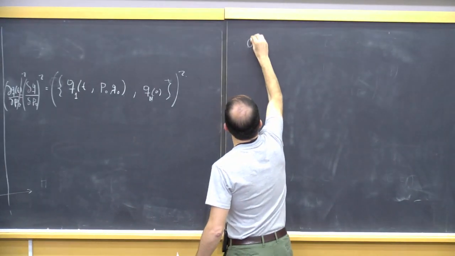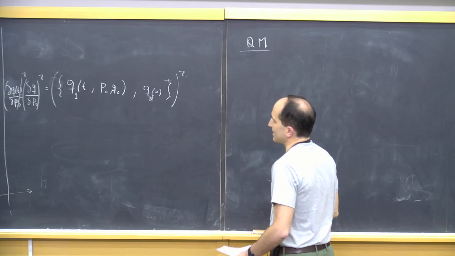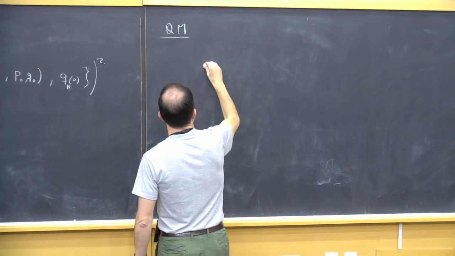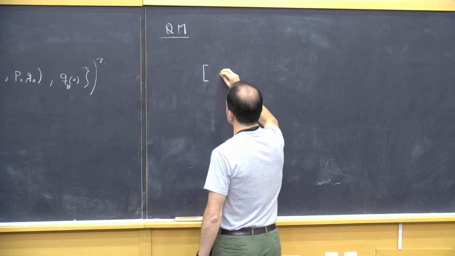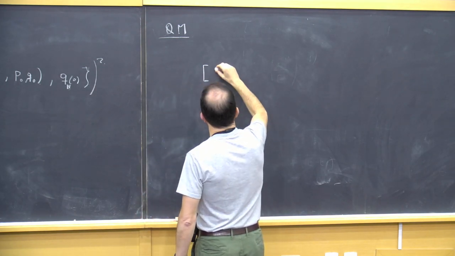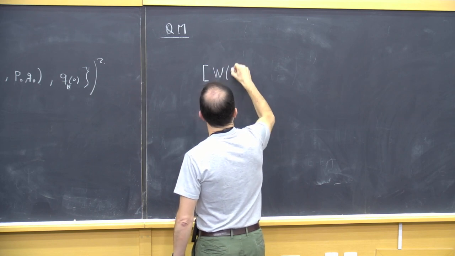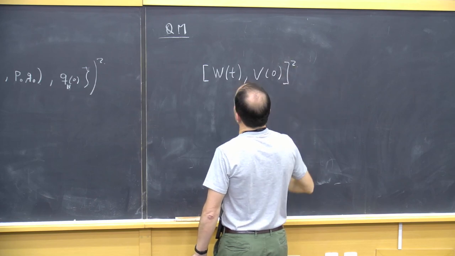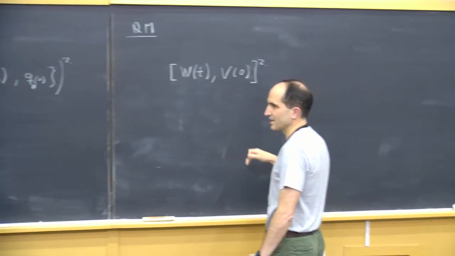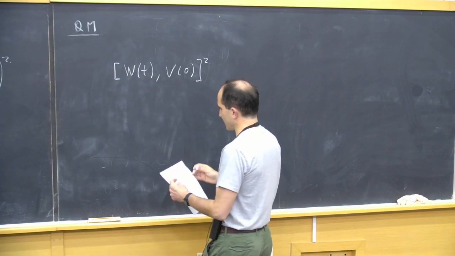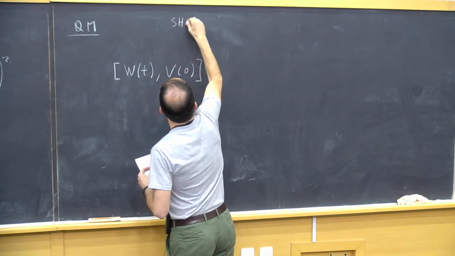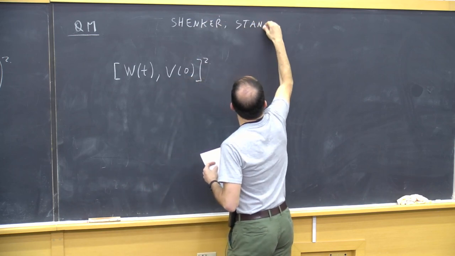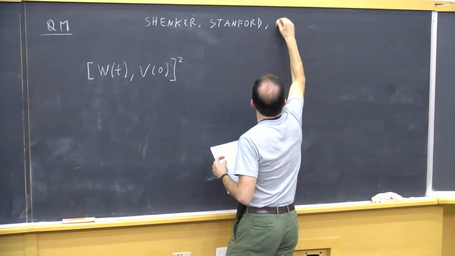So now we go to the quantum case. In the quantum case, the analog of that classical chaos is to talk about the commutators of two operators. So we take two simple operators. We are going to call them W and V in this talk. I should say that everything that I'm going to say about chaos is based on work by Shenker, Stanford, and Kitaev.